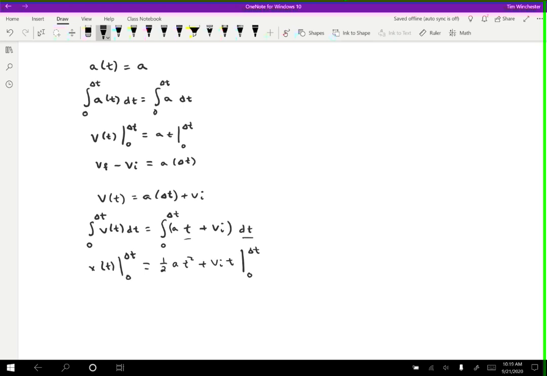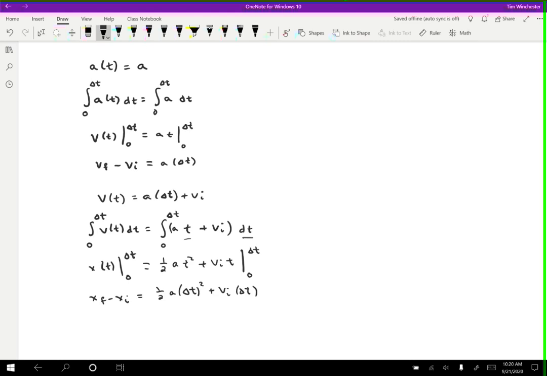That is all evaluated from t equals zero to t equals delta t. So what I have here is x final minus x initial equals 1/2 a delta t squared plus v initial times delta t. That's another equation that relates together kinematic variables.